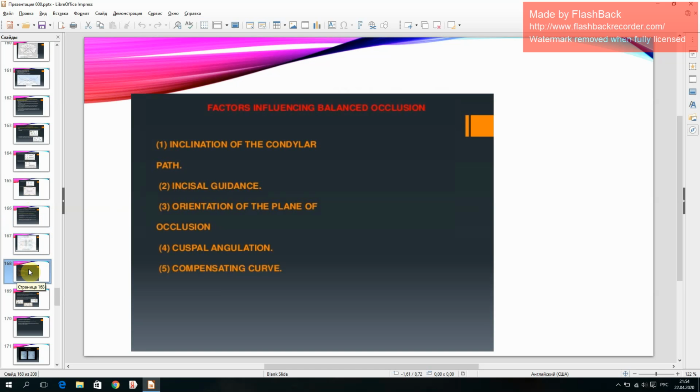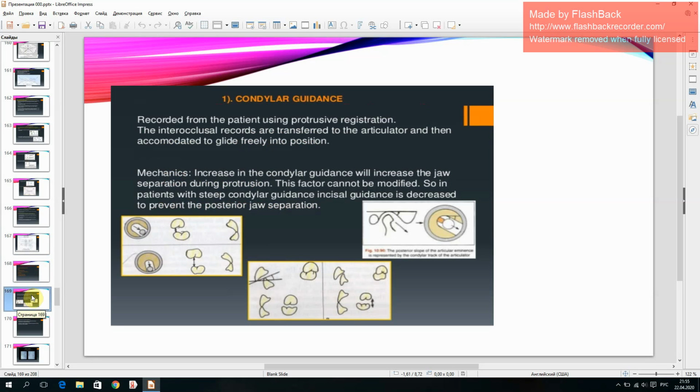Factors influencing balanced occlusion: inclination of the condylar path, incisal guidance, orientation of the plane of occlusion, cuspal angulation, and compensating curve. Condylar guidance is recorded from the patient using protrusive registration. The interocclusal records are transferred to the articulator and then accommodated to glide freely into position.